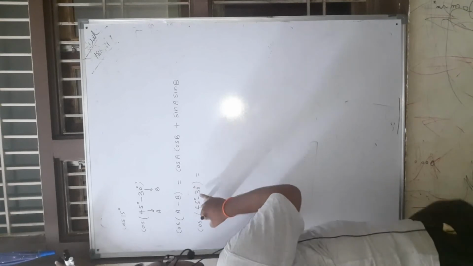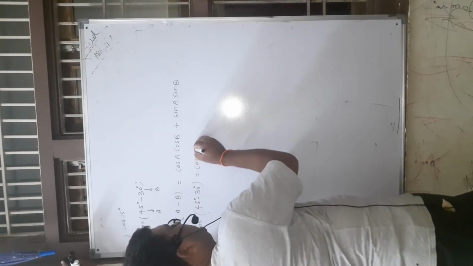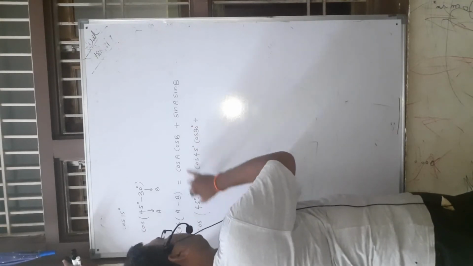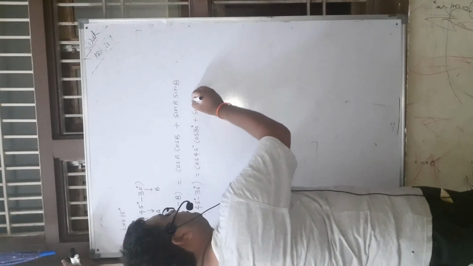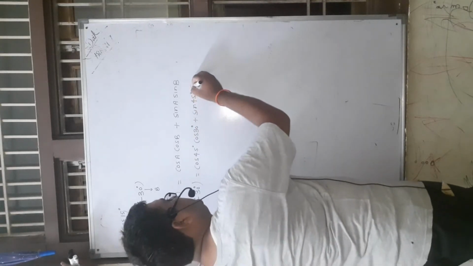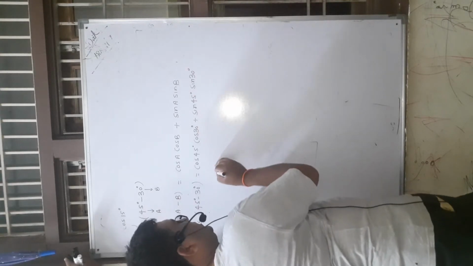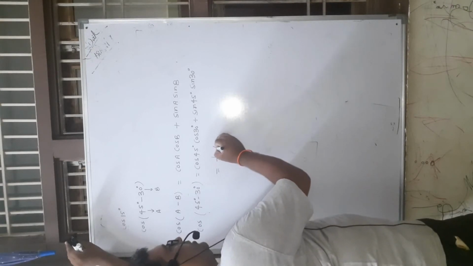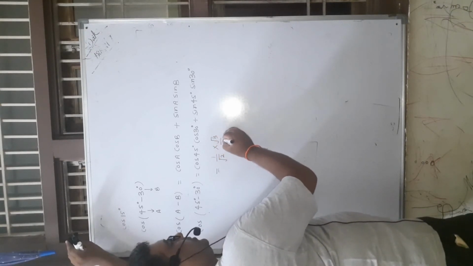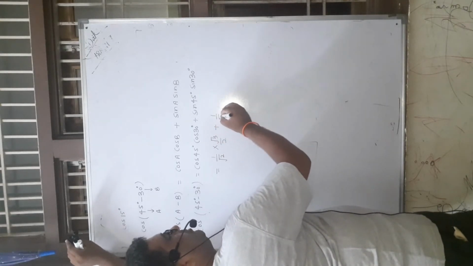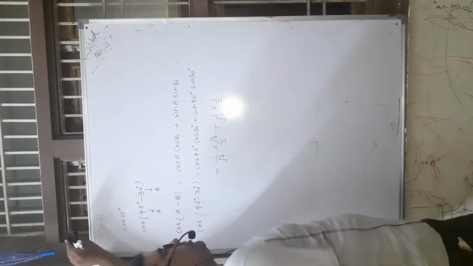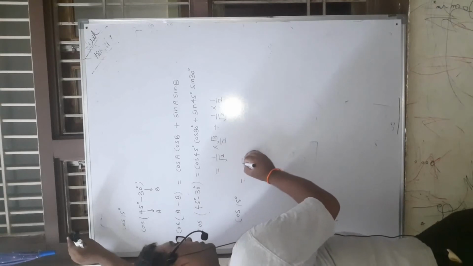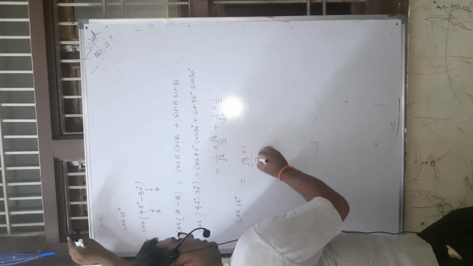Here cos A corresponds to cos 45 degree, cos B to cos 30 degree, plus sin A as sin 45 degree, and sin B as sin 30 degree. Cos 45 is 1 by root 2, cos 30 is root 3 by 2, sin 45 is 1 by root 2, and sin 30 degree is 1 by 2. So cos 15 degree is equal to root 3 plus 1 divided by 2 root 2.